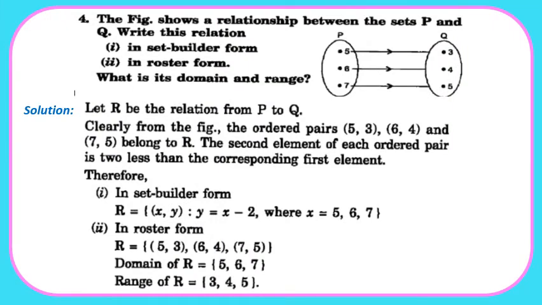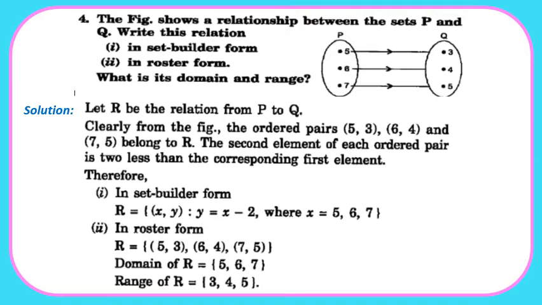Moving to question 4. The figure shows a relationship between the sets P and Q. Write this relation in the set builder form and in the roster form. What is its domain and the range? So we have to write the set builder form, roster form, domain and range. Now let R be the relation from P to Q. Now from the figure, the ordered pairs (5, 3), (6, 4), (7, 5) are found.